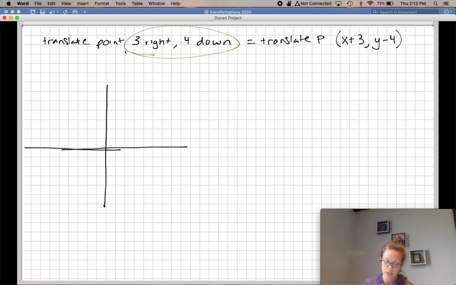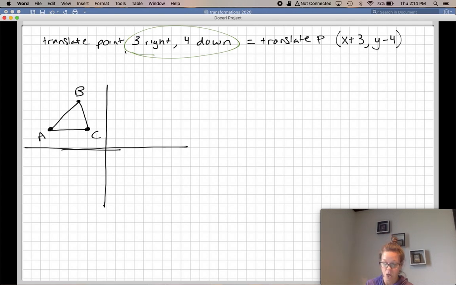So you'll be given, let's say, a triangle A, B, C. And you want to translate the triangle, and we'll just use the same directions, 3 right and 4 down. So then, to translate the triangle 3 right and 4 down, you're going to take each point and transform it.